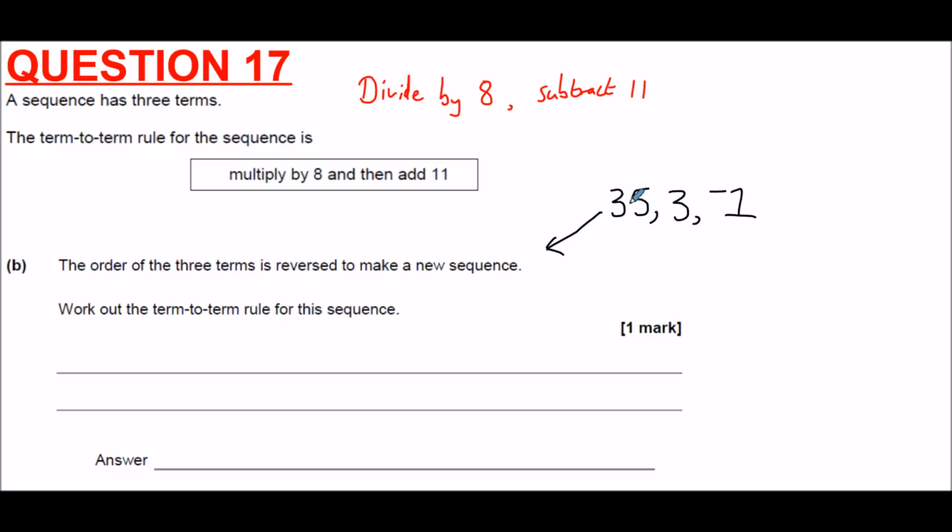We've tried this one, 35 divided by 8, that's going to be a decimal, so it can't be dividing by 8 first. In fact, what we're going to do is subtract 11 first, and then divide by 8. 35 take away 11 is 24. 24 divided by 8 would give us 3. And so, first of all, we're going to subtract 11. And then after that, we're going to divide by 8.